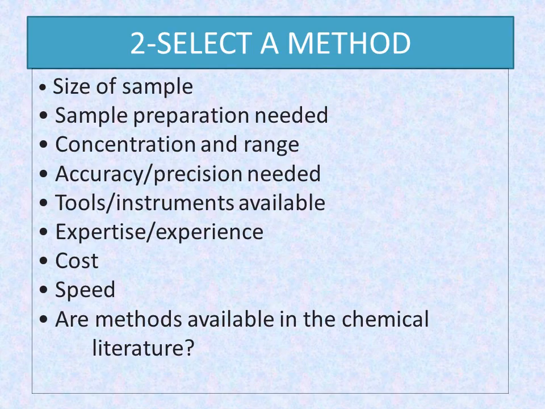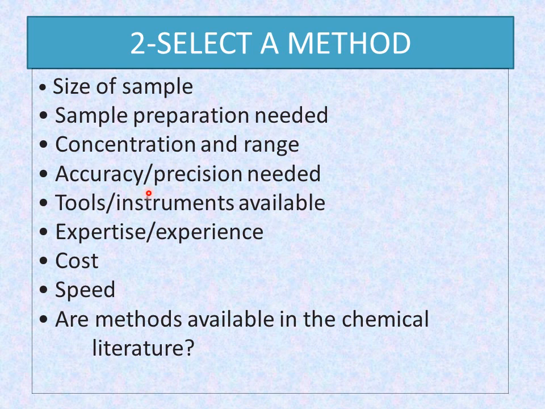And here is the second step of an analytical process, and that is select a method. So on what factors is a method selected? First one is what is the size of sample. It also gives us direction for the selection of method. Then whether sample preparation is needed or not. This also helps us in the selection of a method. Then what is the concentration and range? So in what concentration the sample is required. This also helps us to select a method.